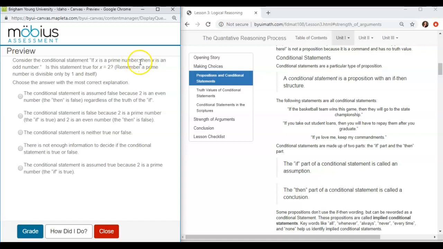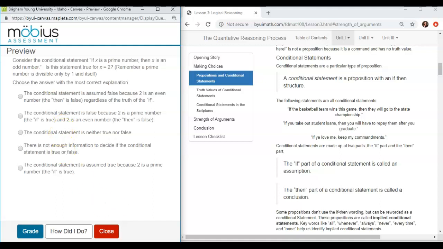Now, we're going to check out the second part, the conclusion here. Then 2 is an odd number. Is 2 an odd number? No, in fact, it's the first even number. So that part's false. So when I break it down, the assumption is true, but the conclusion is false. That makes the entire conditional statement false.